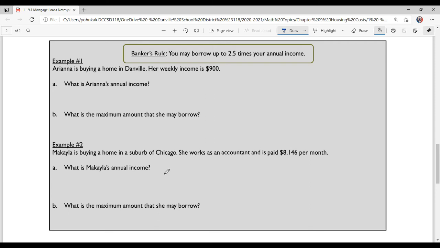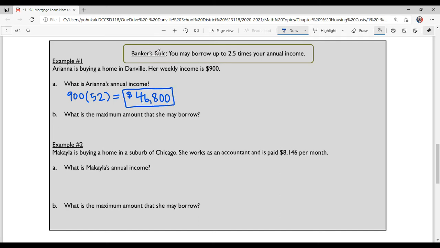So we have two questions here that have to do with the maximum amount that you can borrow. Number one, Ariana is buying a home in Danville. Her weekly income is $900. What is Ariana's annual income? Well, we can take her weekly income and multiply by how many weeks in a year. That's 52. And so Ariana's annual income is $46,800.